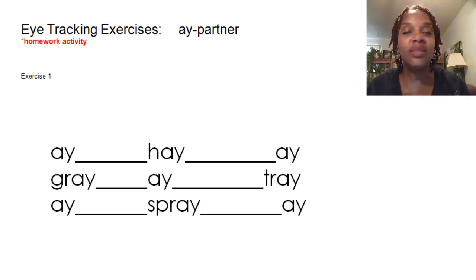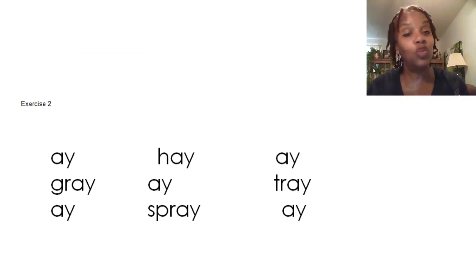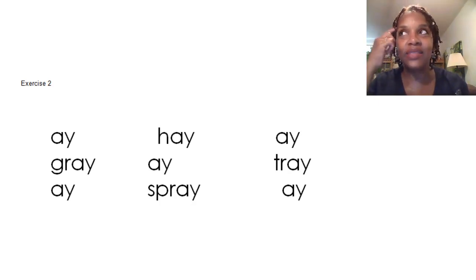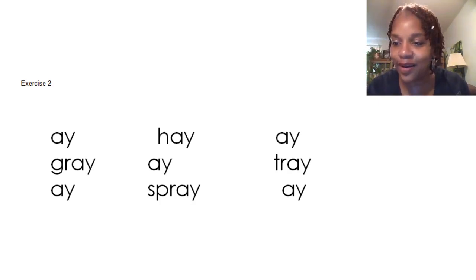So I'm going to take away the lines and we're going to do it one more time. All right. Starting in the reading direction here on the left, we're going to sound out to the right. Just tracking with your eyes. Remember, not moving your head. Ready? Go. A. Hey. A. Gray. A. Tray. A. Spray. A. I got ahead of myself in my head. Good job, good job, good job.